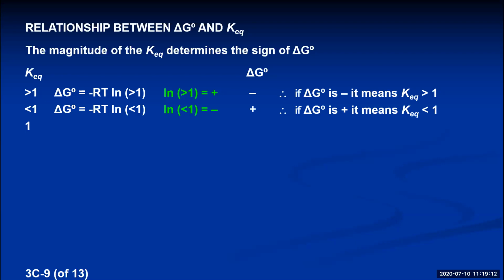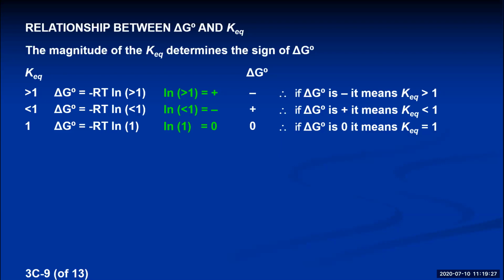If you have an equilibrium constant exactly equal to 1, what does that mean? Well, what's the log of 1? The log of 1 is 0. Well, that means delta G naught is 0. So if delta G naught comes out to be 0, that means the equilibrium constant has to be 1, which is a pretty rare situation if that were to occur.